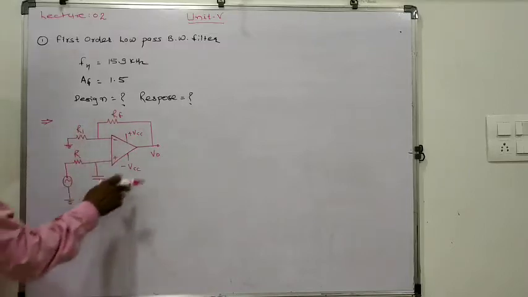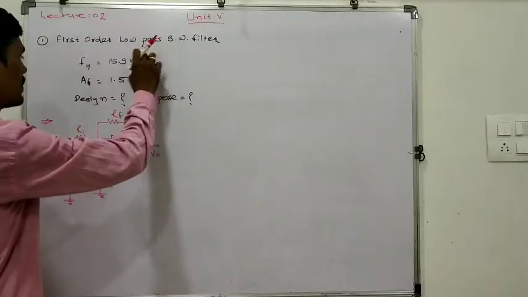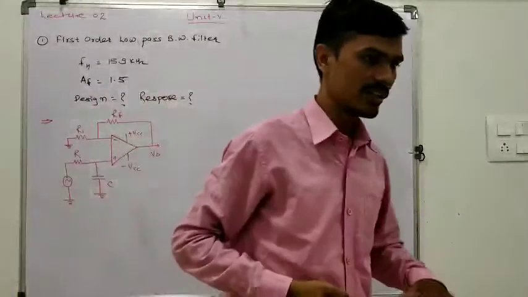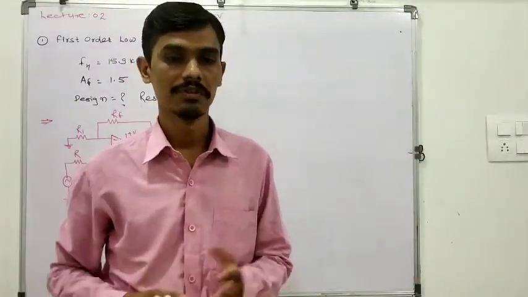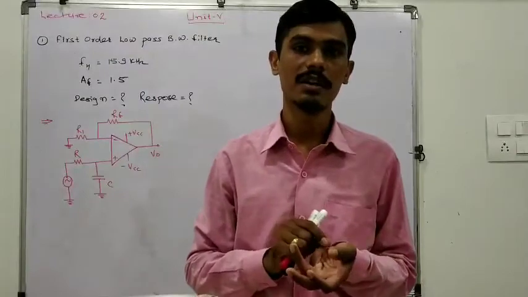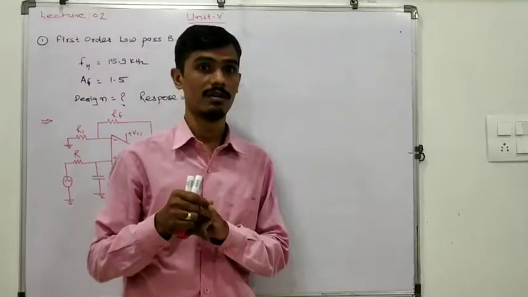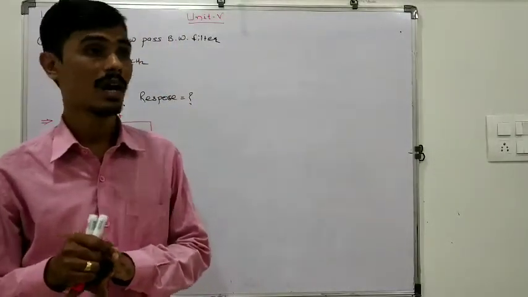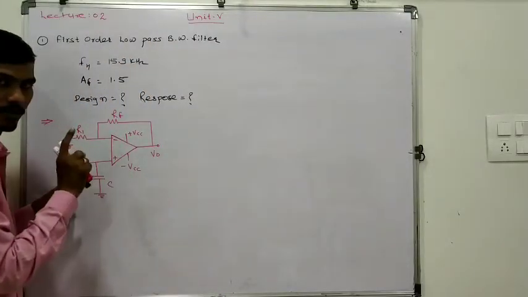So we have to design this circuit, and for that it is given that FH, that is the high cutoff frequency, and the pass band gain. When we discussed the design of the first order filter in the first lecture, we discussed two to three formulas. First is FH equals 1 upon 2 pi RC. This is the first formula for the cutoff frequency, and R and C are the two components used to design this filter.